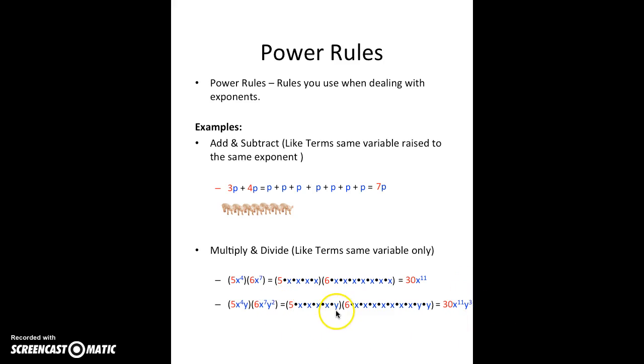And again, it all makes sense because we have 1, 2, 3 y's being multiplied together, and then a total of 11 x's being multiplied together. And in power notation, that's what that looks like.